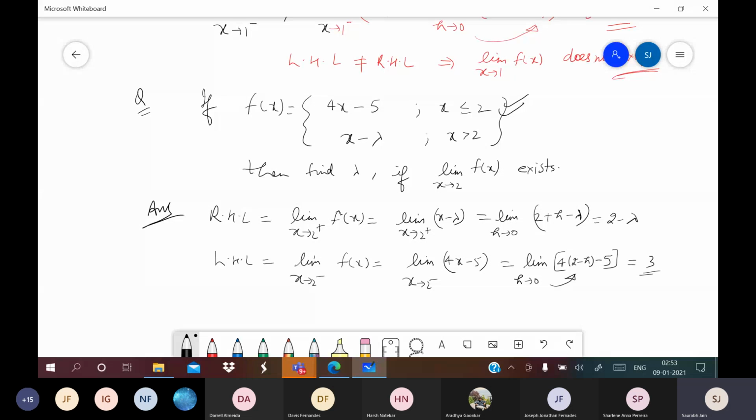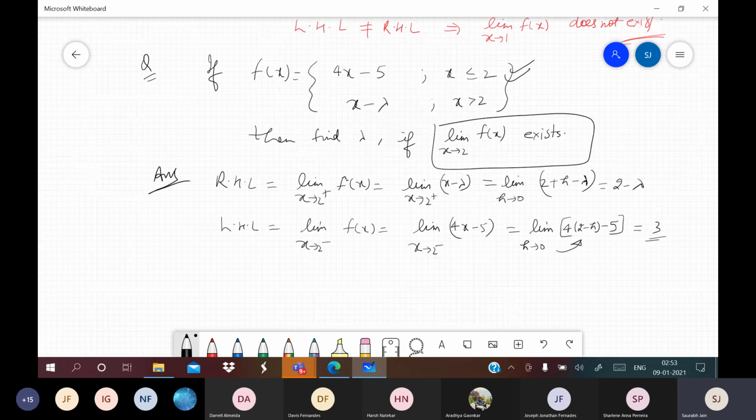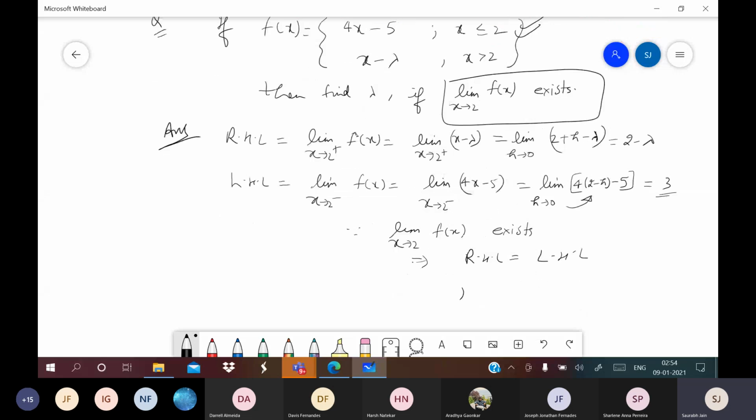Now in the question it is given that limit x tends to 2 of f(x) exists. That means LHL and RHL should be equal. So you equate these two and from here you will get the value of lambda. So this means 2 minus lambda is 3. Lambda comes out to be minus 1.